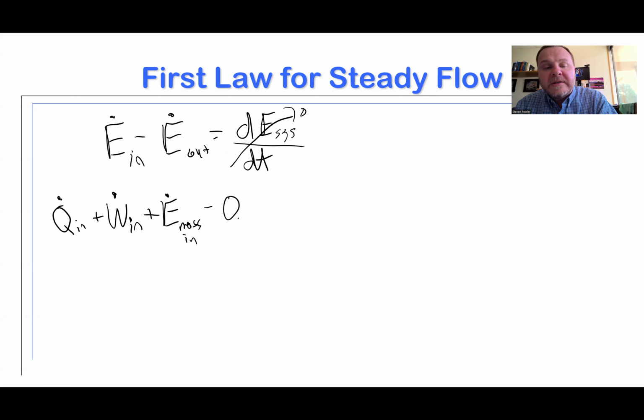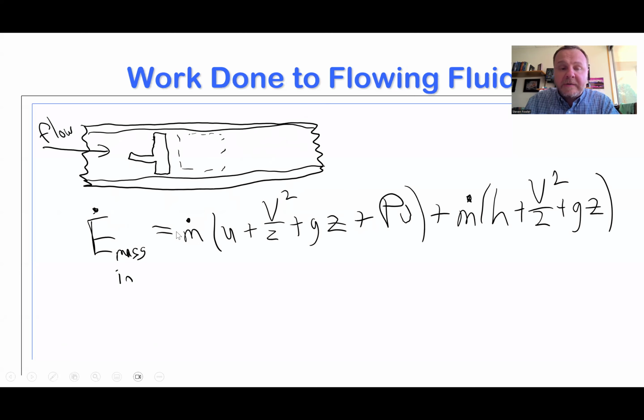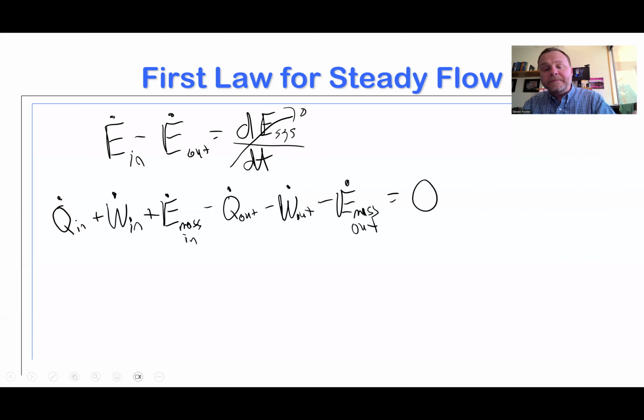And then minus all these things going out, minus Q dot out, minus the power output, W dot out, minus E dot mass out, the rate at which mass carries energy out of the system. And this simplifies, well, it doesn't simplify. We can expand this, right? We just talked about the energy of this flowing fluid is going to be m dot times h plus v squared over 2 plus gz.